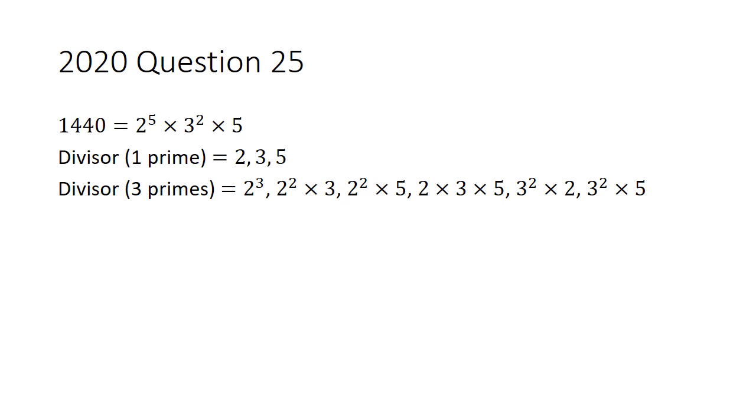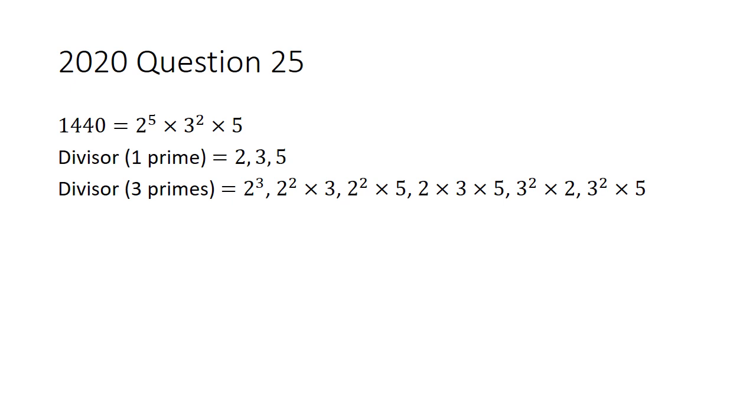Now we want divisors that consist of 3 prime numbers. We can methodically list them starting from numbers that have 3 factors of 2. That's just 2 cubed. Numbers that have 2 factors of 2 will be 2 squared times 3 or 2 squared times 5. Numbers that only have 1 factor of 2 will be 2 times 3 times 5 or 2 times 3 squared. Numbers that do not have a factor of 2, there's only one possibility, it's just 3 squared times 5.